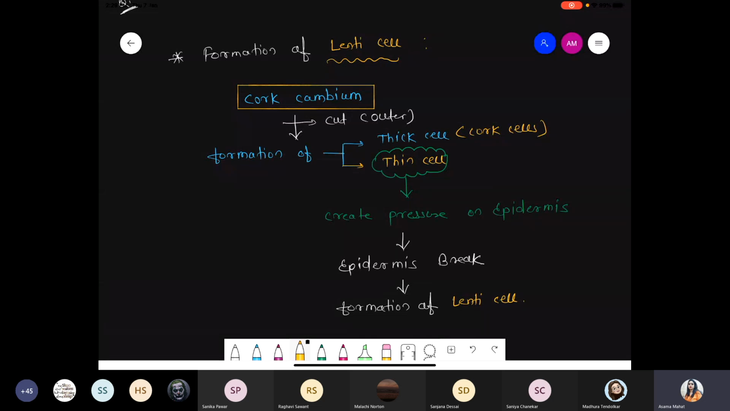Where the thin cells are present, they apply pressure toward the outer side, and due to that pressure, slowly the outermost epidermis layer breaks, and after the breakdown there is a formation of a small pore, and that pore is called the lenticell. Got it? Clear this point? How the lenticell gets formed? We will see the diagram also, don't worry, because we have to connect vascular cambium with cork cambium. Clear this part?